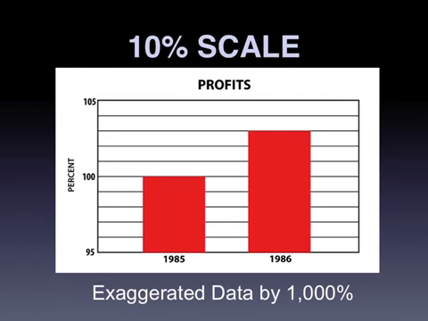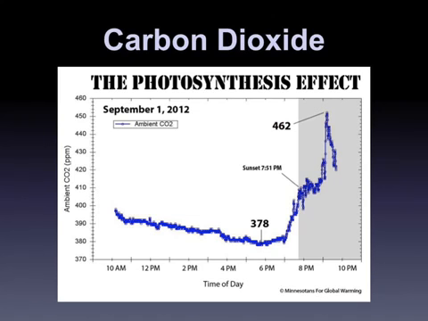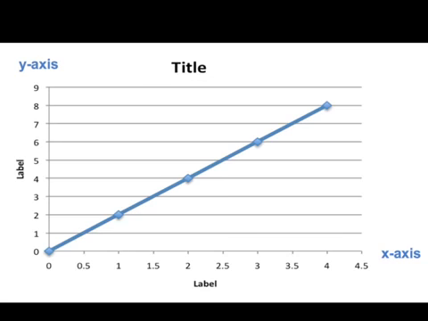In order to show it at a 10% scale, I had to blow it up or exaggerate the data by 1,000%. Ever since then, every time I look at a graph, I look at the y-axis to see how much they've exaggerated the data. Every graph has an x-axis and a y-axis. The x-axis runs along the bottom of the graph and usually indicates time, like years or days. And the y-axis can be anything else.